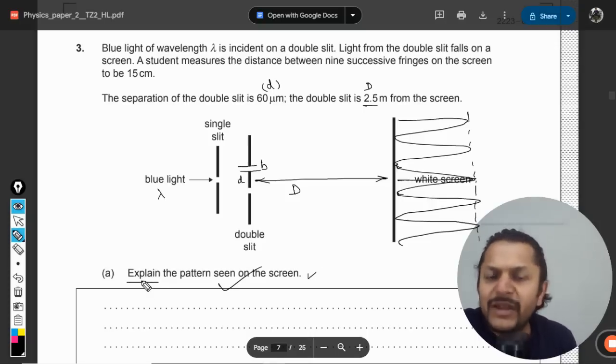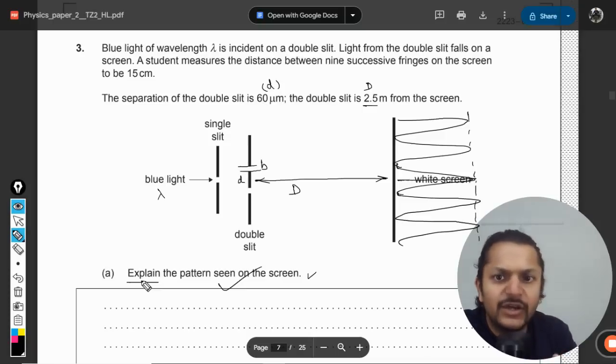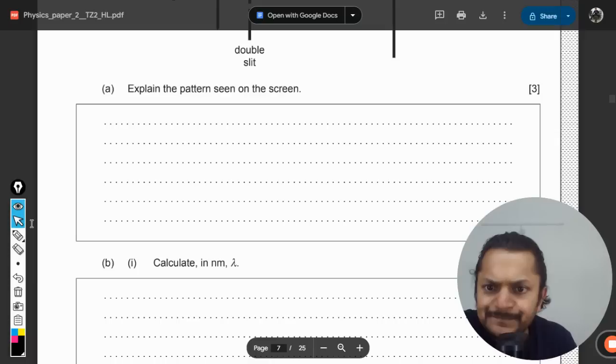Whenever it is written explain, you need not go into mathematics, you can just explain it. So you just need to write 2 or 3 sentences there. Okay, I will show you the mark scheme later. Let us move to the next part also.